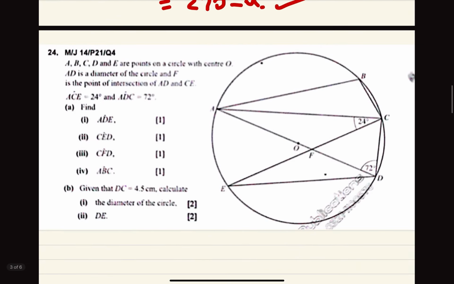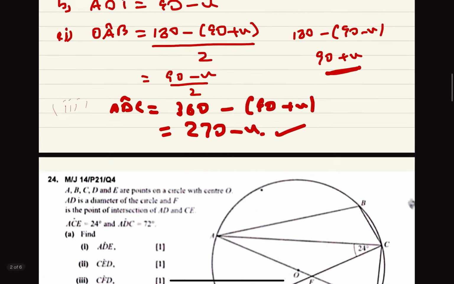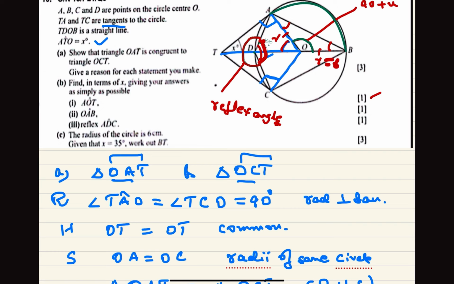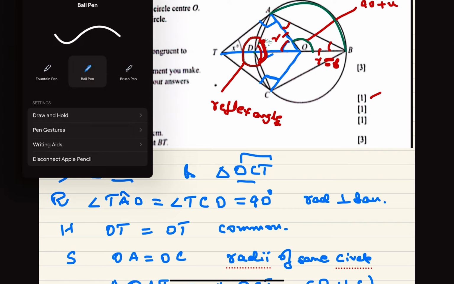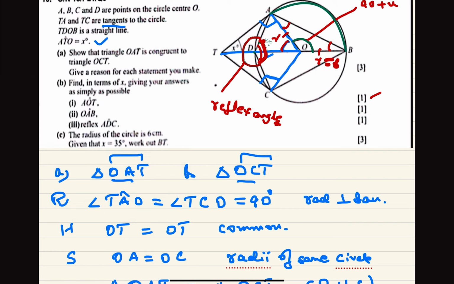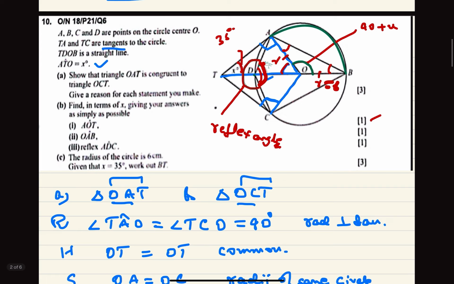24. We are left with the last part. So if the radius of the circle is 6, let me make it 10, and x is equal to 35, we need to work out BT. So how can we work out BT? We can find out OT first. And how can we find out OT first?